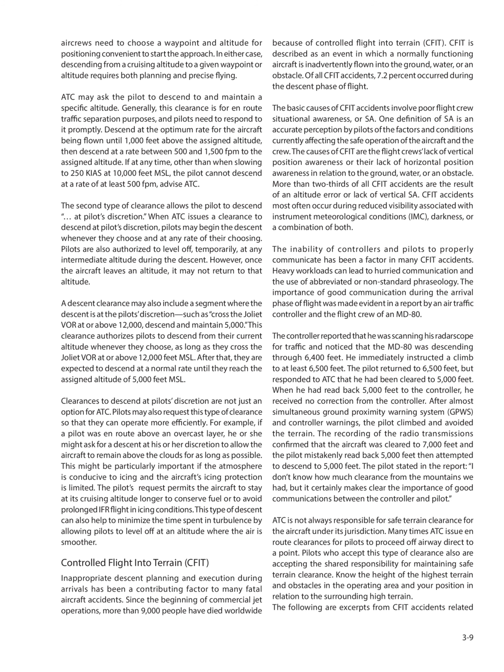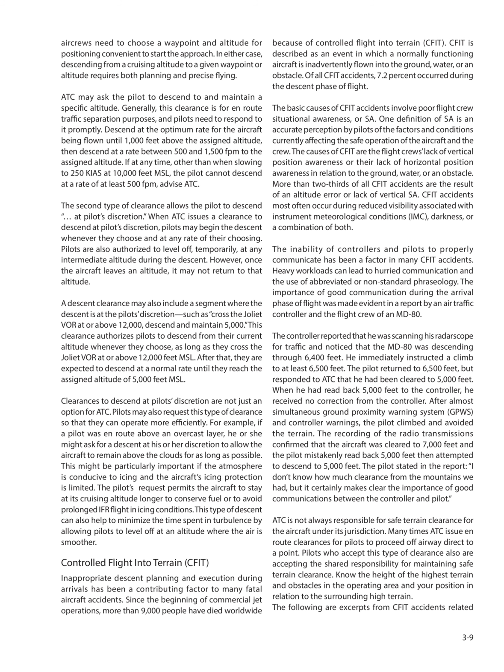The second type of clearance allows the pilot to descend at pilot's discretion. When ATC issues a clearance to descend at pilot's discretion, pilots may begin the descent whenever they choose and at any rate of their choosing. Pilots are also authorized to level off temporarily at any intermediate altitude during the descent. However, once the aircraft leaves an altitude, it may not return to that altitude.